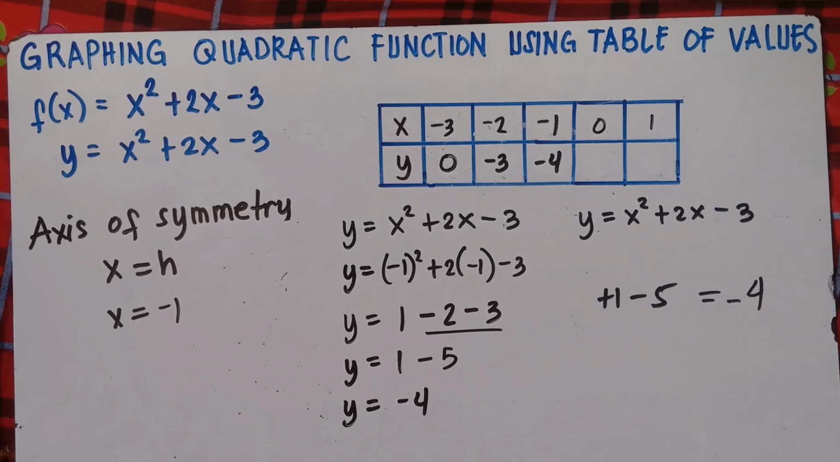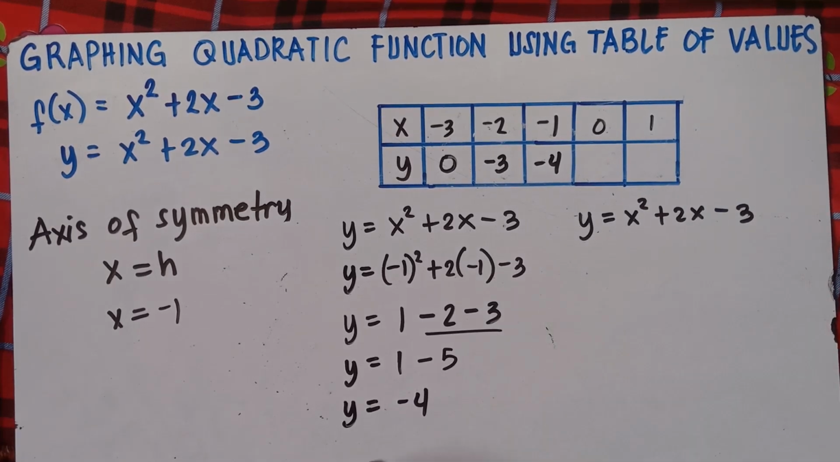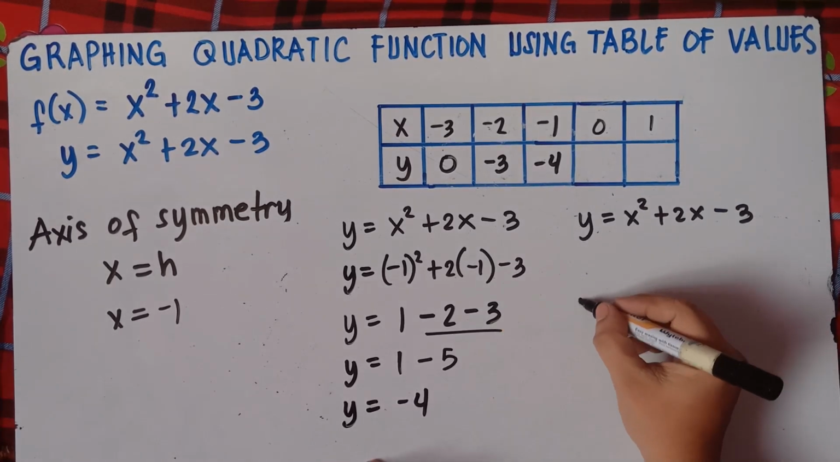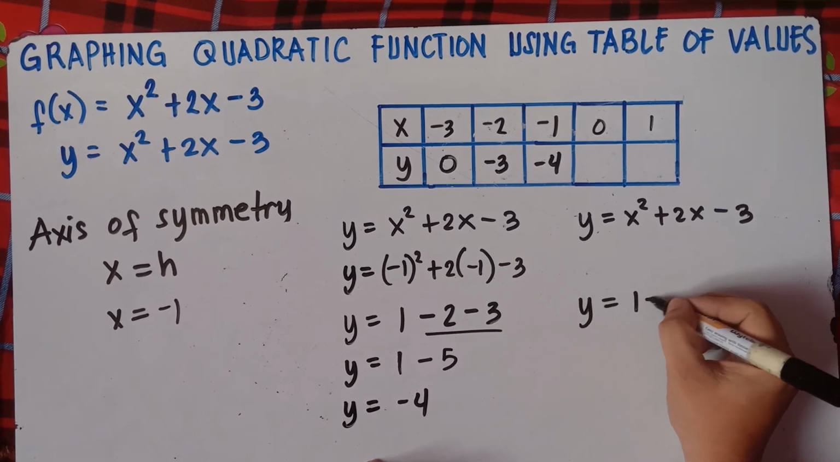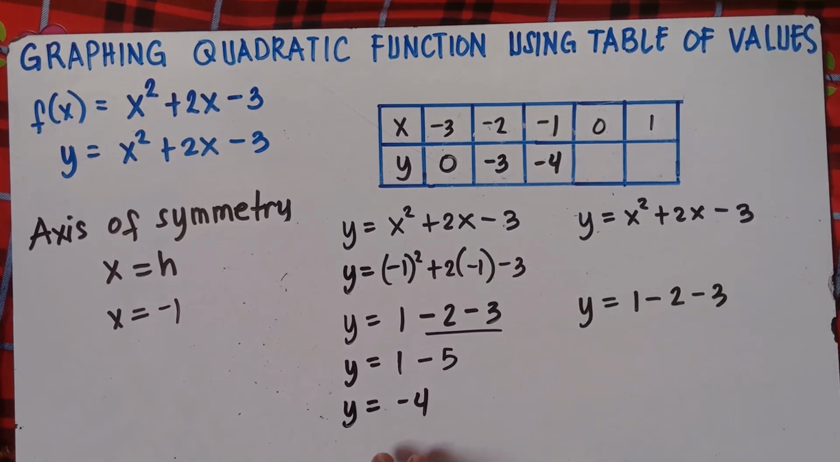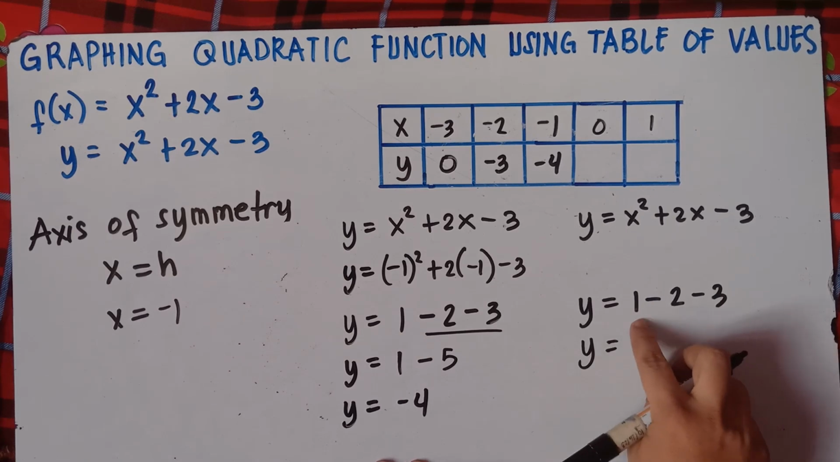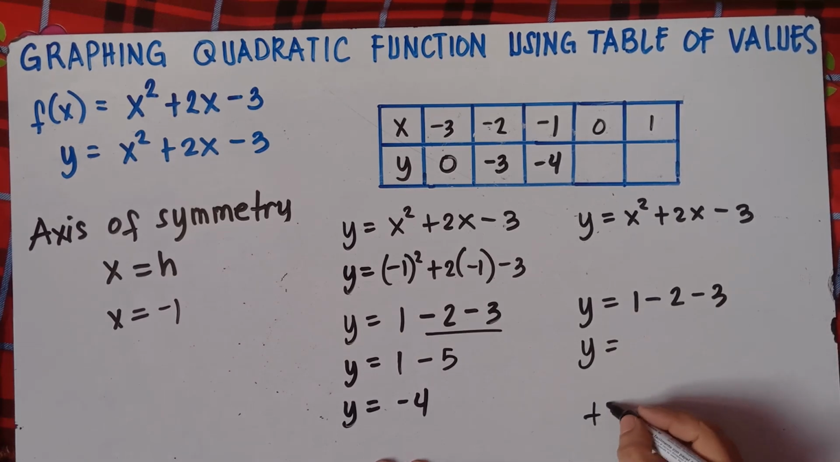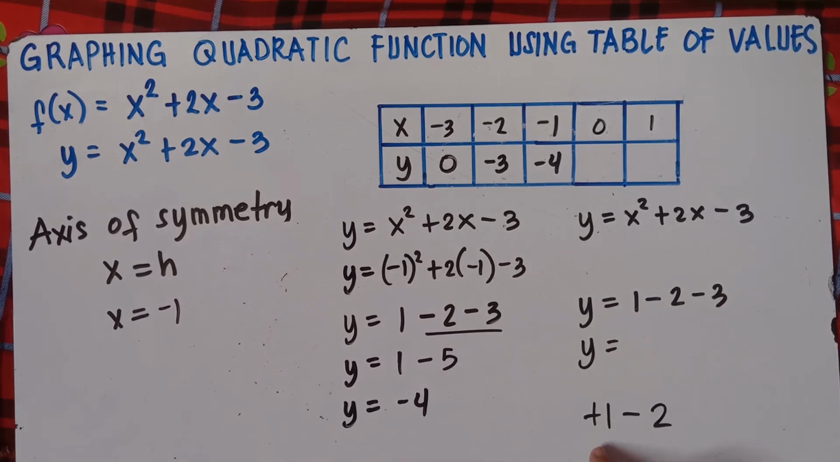So that's the first solution, class. Or the second solution, you can write this as y equals 1 minus 2 minus 3. So this is y equals 1 minus 2. So positive 1, then minus 2. If the signs are not the same, we have negative 2, positive 1. Simply subtract. 2 minus 1 is 1. Then 2 is greater than 1, so we copy the negative sign. So 1 minus 2, that's negative 1.